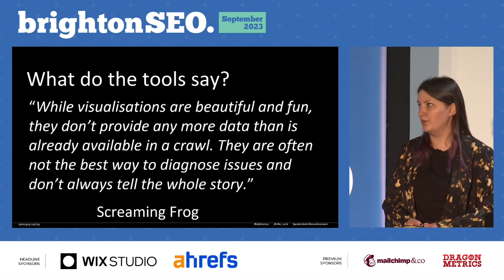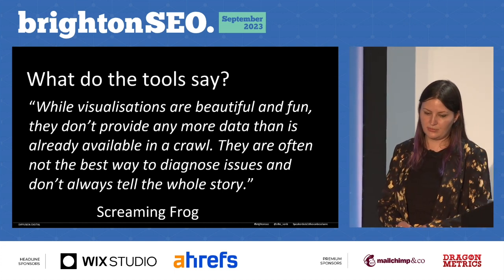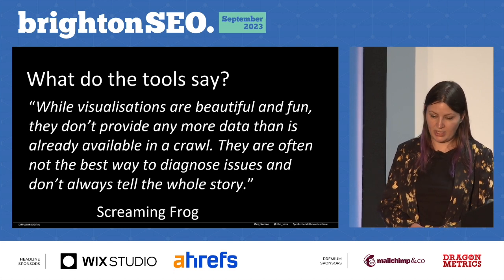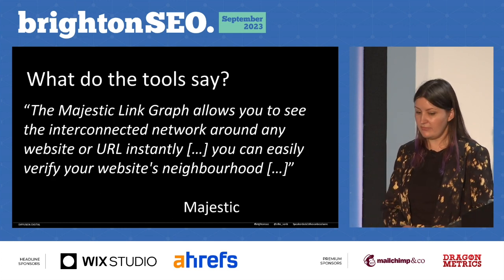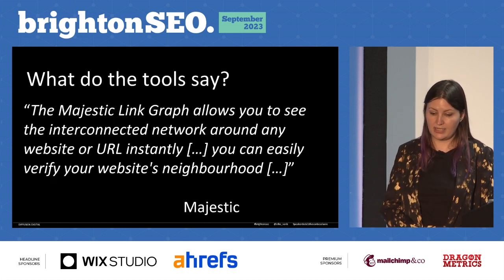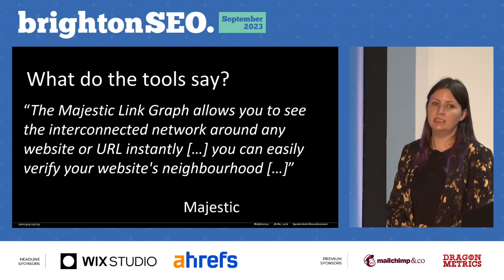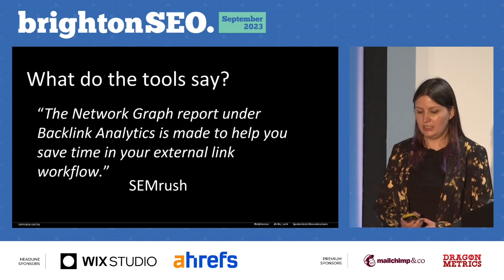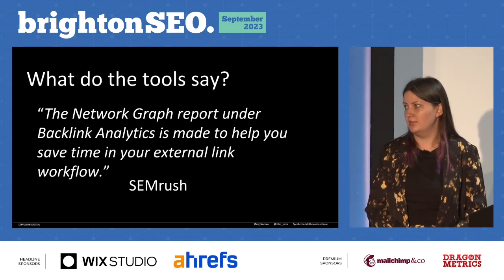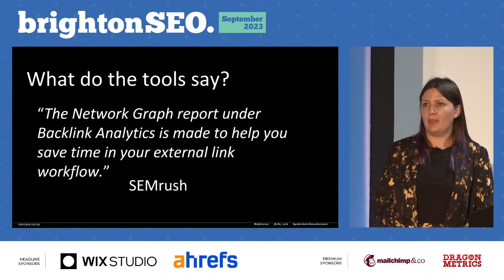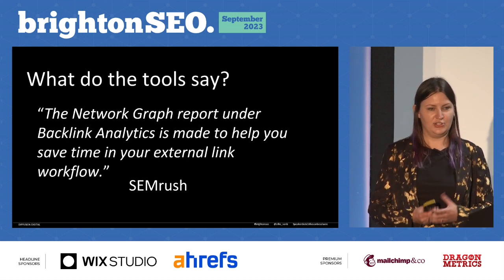So let's see what Screaming Frog has to say. While visualizations are beautiful and fun, they don't provide any more data than is already available in a crawl. They are often not the best way to diagnose issues and don't always tell the whole story. A bit negative. Then Majestic says, the Majestic link graph allows you to see the interconnected network around any website or URL instantly. You can easily verify your website's neighborhoods. And then finally, SEMrush says, the network graph report is made to help you save time in your external link workflow.